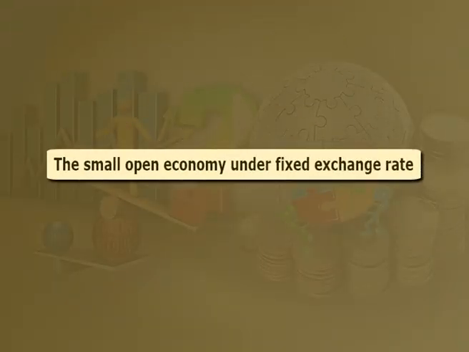Now, let us look at the small open economy under fixed exchange rate. Let me introduce you to the system. Now, we will discuss the second type of exchange rate, that is fixed exchange rate. Under this exchange rate, the central bank announces a value for the exchange rate and is ready to buy and sell the domestic currency to keep the exchange rate at its announced level. This was the case for most of the world economies till the 1950s and 1960s under the Bretton Woods system.